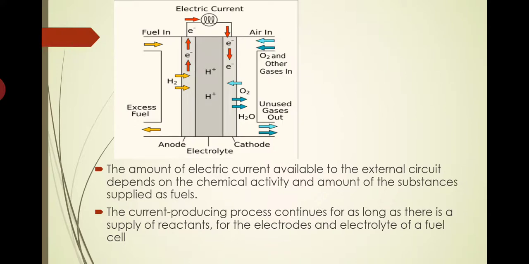The current producing process continues for as long as there is a supply of reactant. So as long as we are supplying fuel as well as the oxidizer, the fuel cell will be producing the current. Whenever we want the current, we can supply the fuel and the oxidizing agent, and we will get the current as output. In the case of a battery, once the power of the anode and cathode is over, or the complete chemical reaction has taken place, the only way is to throw it away, or we have to recharge it again. But here, if we want electricity, the only thing we need to do is provide the fuel as input, and we will get electricity as output.